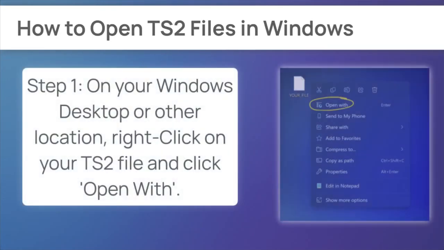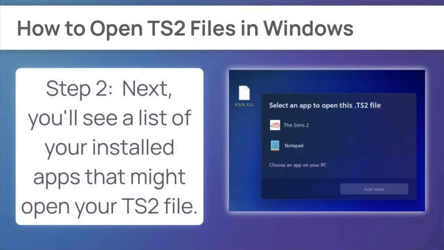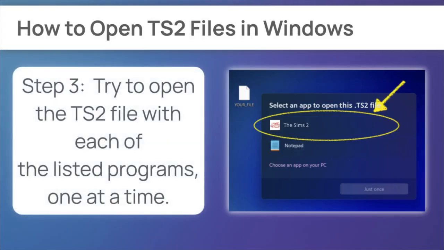Begin the search for the specific application handler. Right-click the TS2 file and choose Open With. Use The Sims 2 first. If it's absent, select another program. This systematic test sequence is essential.